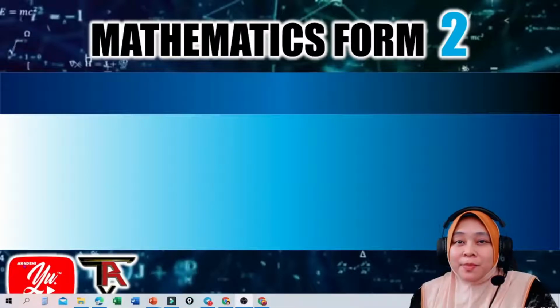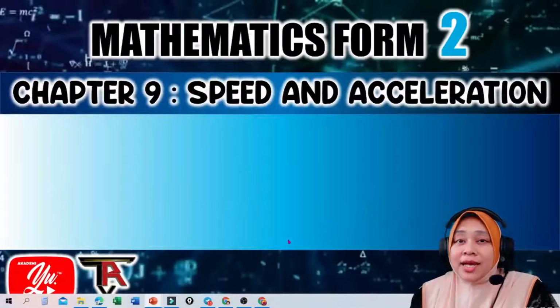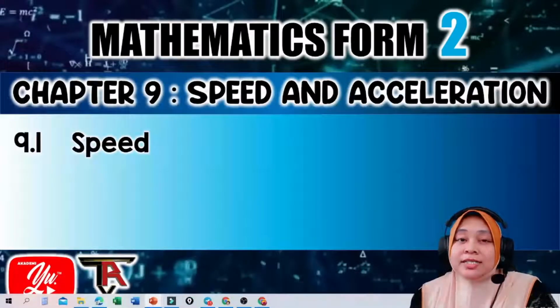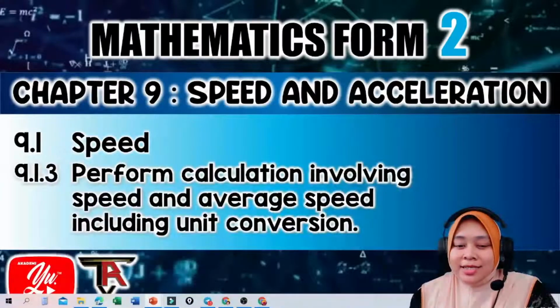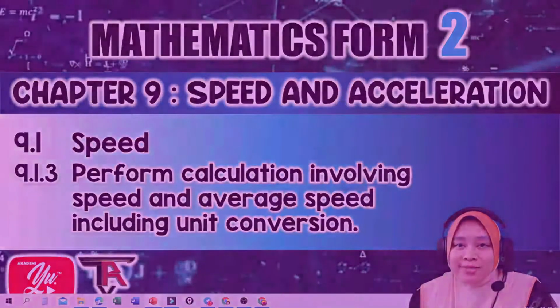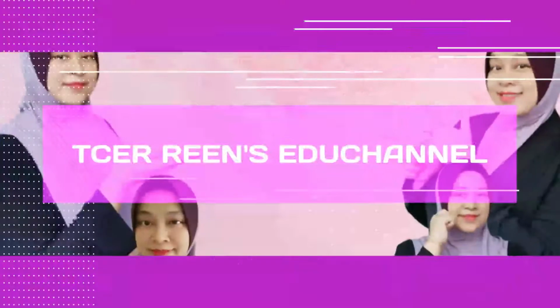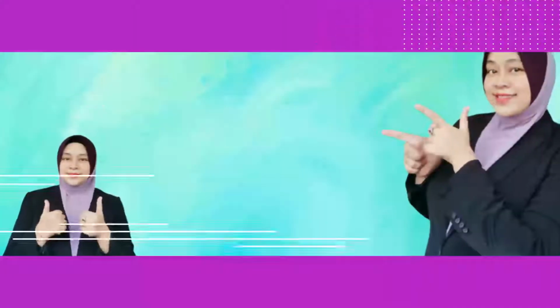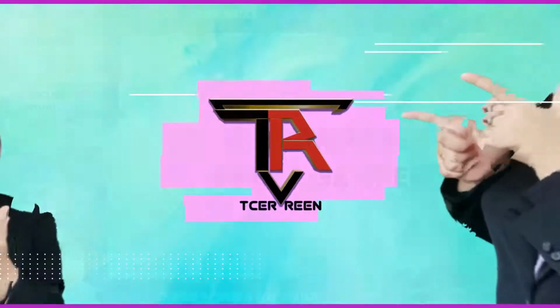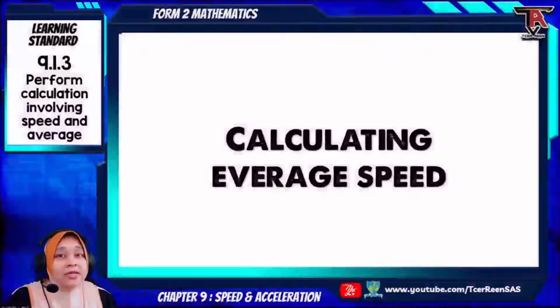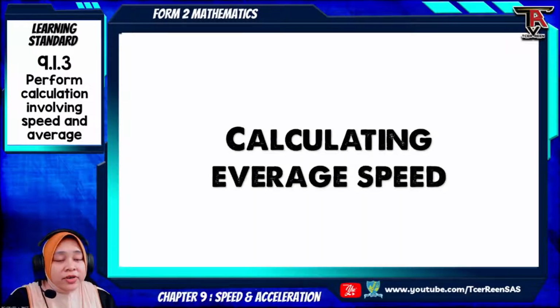Today we will learn Mathematics Form 2, Chapter 9, Speed and Acceleration, 9.1, Speed. The learning standard is 9.1.3, Perform calculation involving speed and average speed, including unit conversion. Let us begin with the first part, which is calculating the average speed.